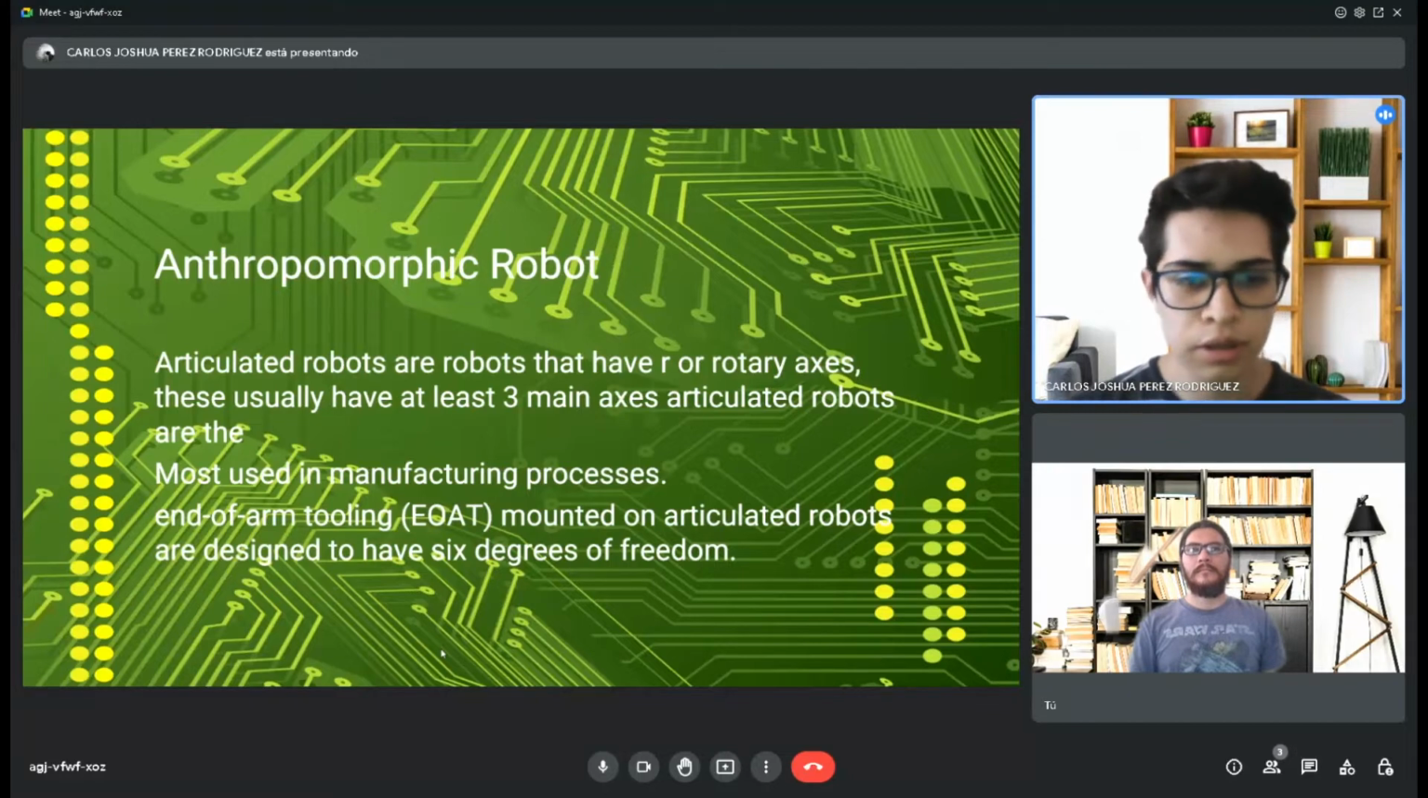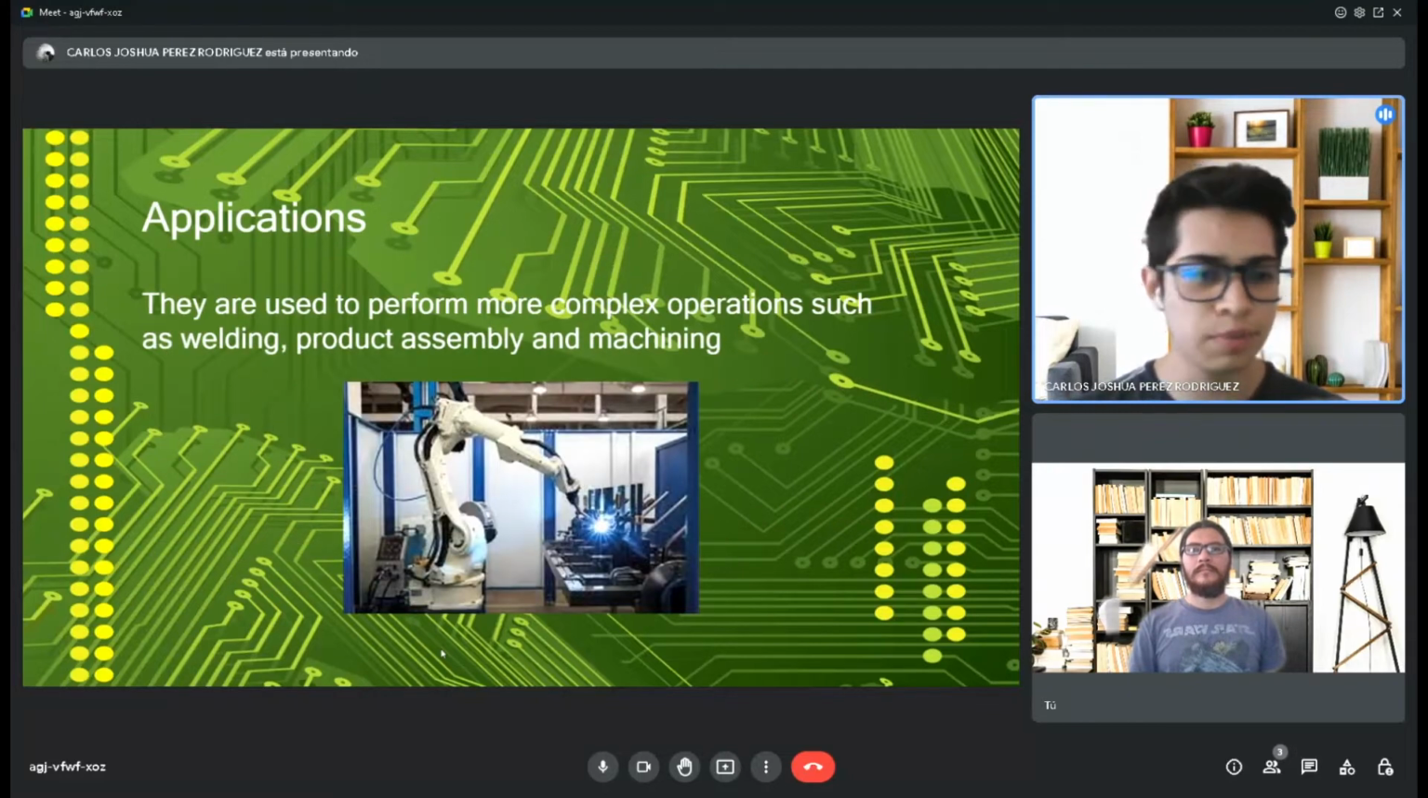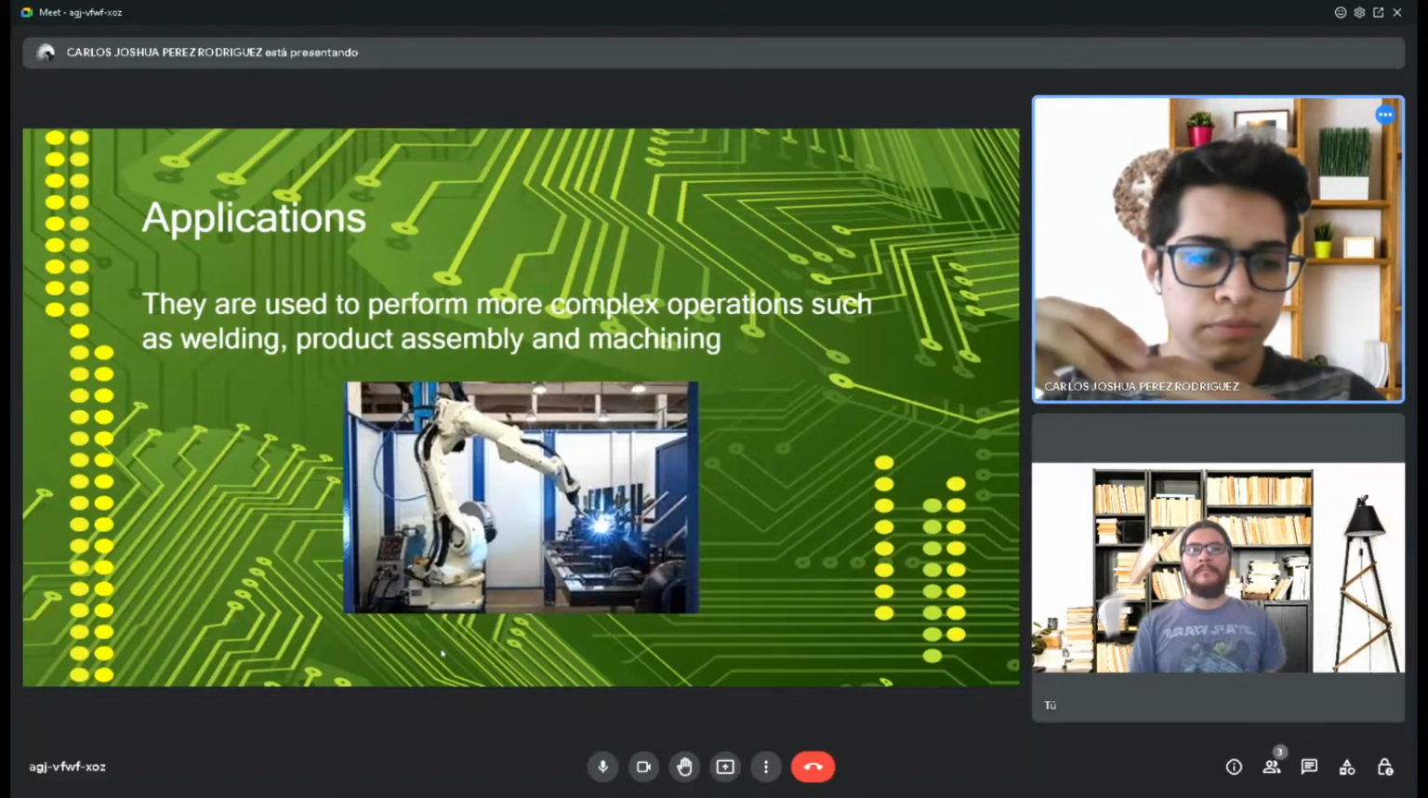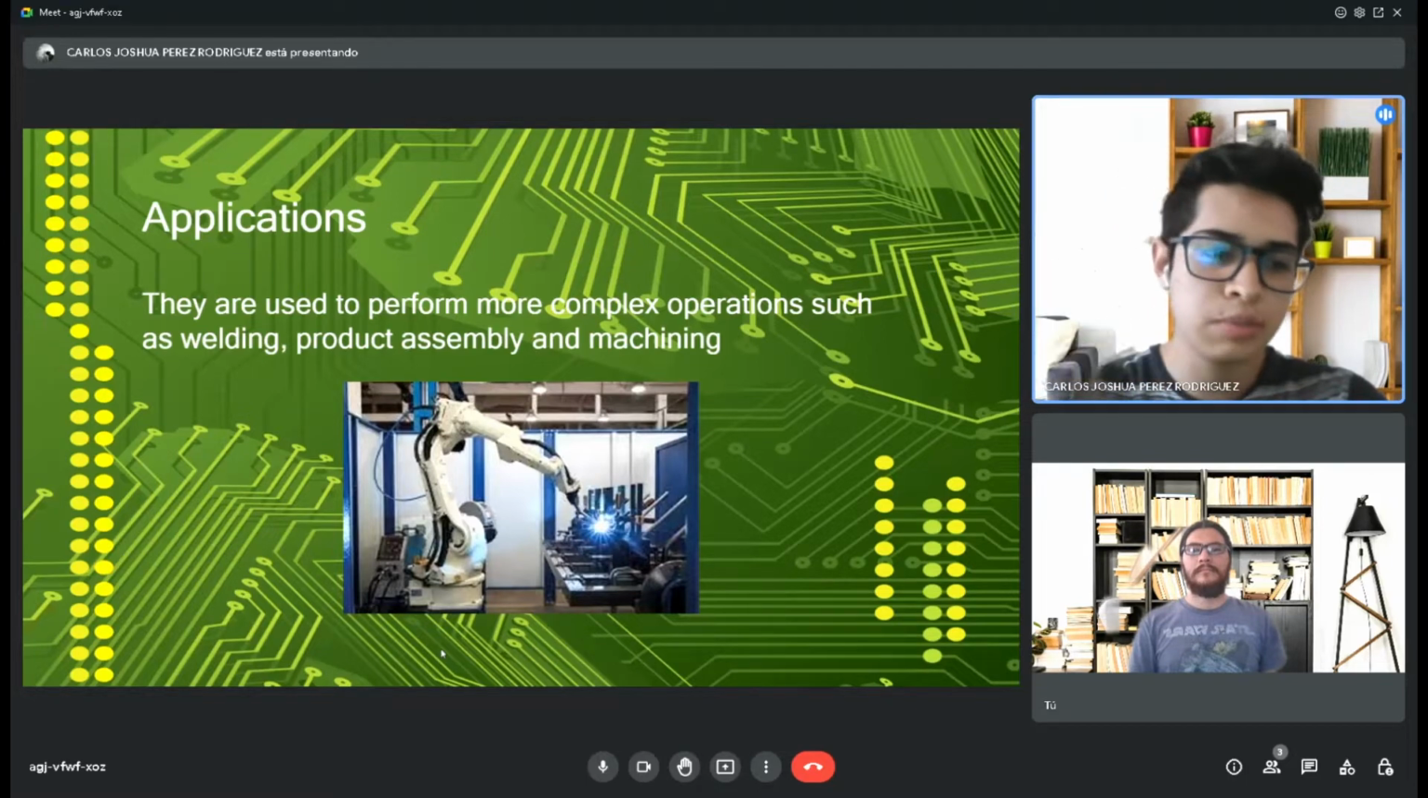And the principal applications for these robots are to do complex operations such as welding, product assembly, and machining.